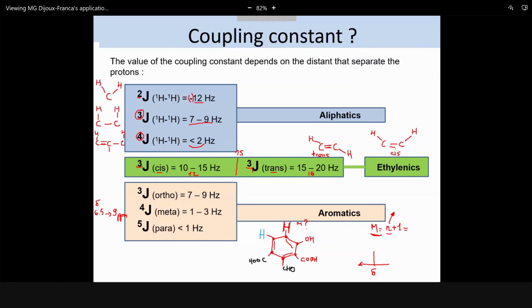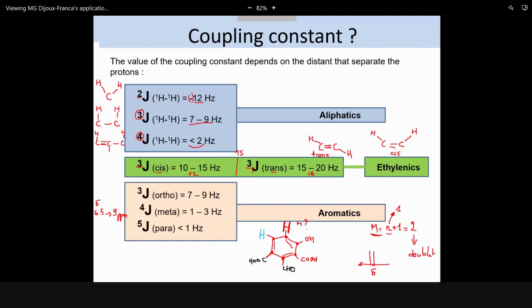Is there anyone here? The proton here is also in ortho position. Yeah. So how many protons do you have in ortho position? So we have 1 proton in the ortho position. So n equals 1, and m equals 2. So we have a doublet, 2 lines. And it looks like that. Always for the red protons, okay?